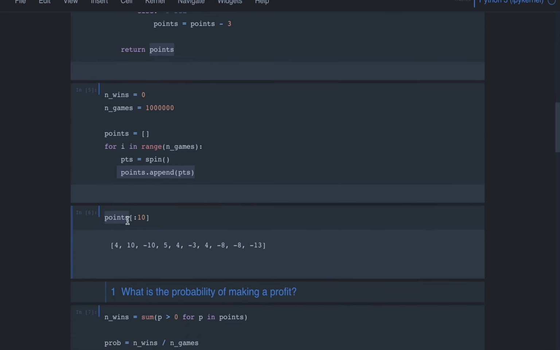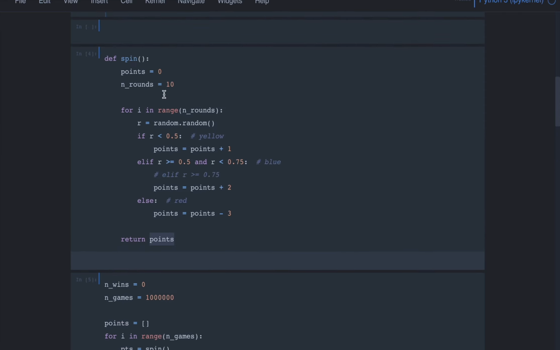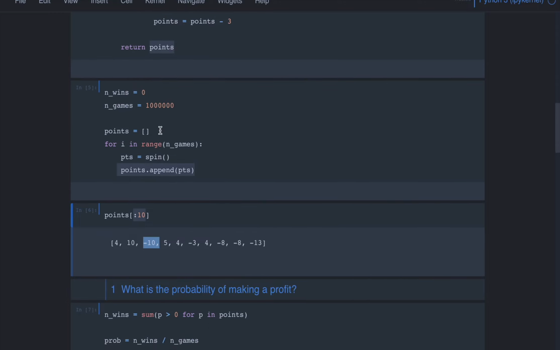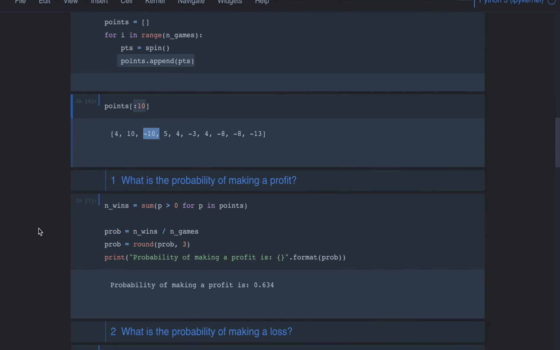Now the length of the points is going to be 1 million, because we have played the game 1 million times. Now if you look at the first 10 elements, this is how they are, which means in the first game, after 10 rounds, we have gained 4 points. In the second game, again after 10 rounds, we have gained 10 points. Whereas in the third game, we actually lost, right? So we begin with 0, but by the end of the game, after those 10 rounds, we have lost 10 points or $10, right?